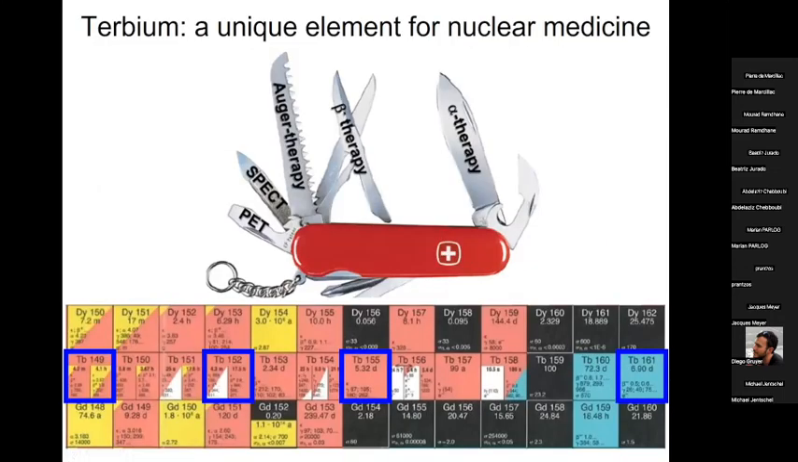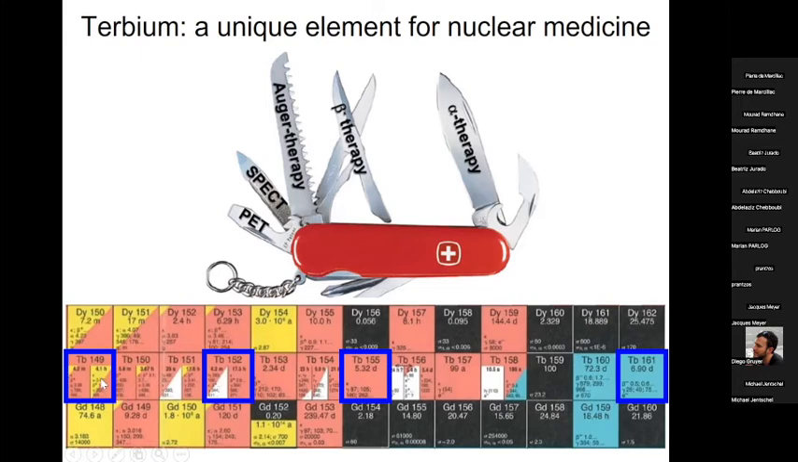Now, there's another interesting combination of matched pairs. It's actually four different isotopes belonging to the same chemical element. That's quite unique. That is terbium. So terbium has a beta-minus emitter, which is very similar to lutetium, but better, produced in large quantities in reactors. It has a SPECT isotope, which is terbium-155, with similar half-life. It has a PET isotope, which is even longer lived than scandium, 18 hours. And it has an interesting alpha emitter.